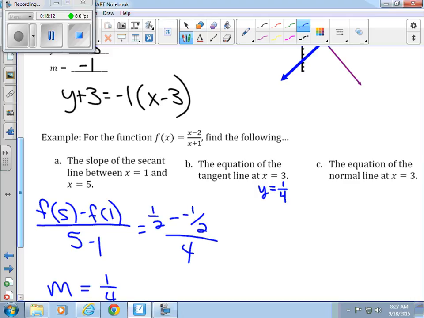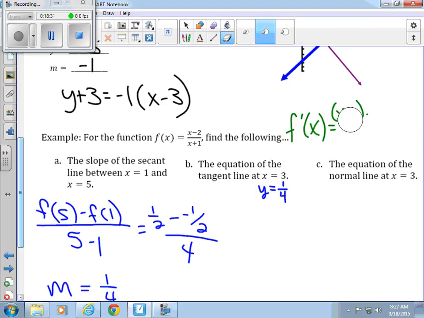What else do I need besides x and y? I need a slope, and how am I going to find a slope? Derivative, and how do you do the derivative of something that looks like that? Quotient rule. Low d high. Said it right, didn't I? I need an x, a y, and an m. Plug in 3, and that gave me the y value. So this is f of 3, the y value.